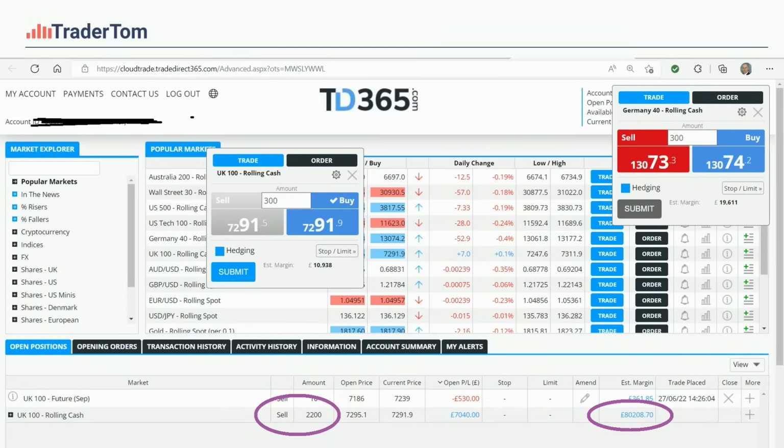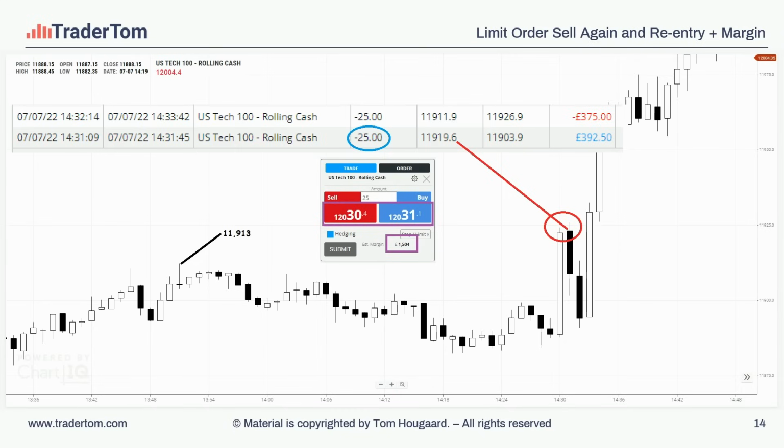Here I have a short position in the FTSE, and every point is worth £2,200. And again, obviously this is not a demo account. Here I try another short position. Now the Nasdaq has moved up. What I wanted to show here is how much margin is required to trade £25 a point. And as you can see, I am only required to deposit £1,500.